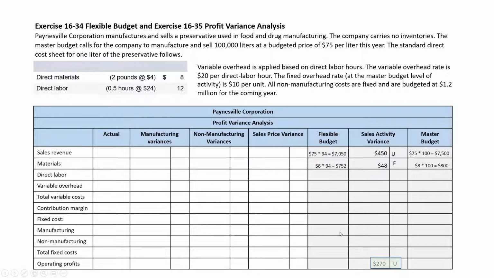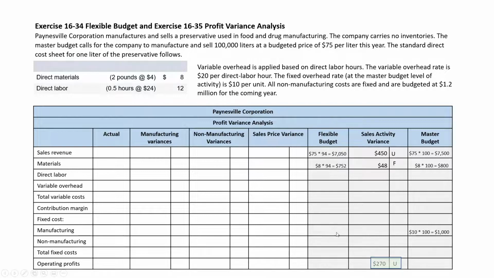I'm going to jump down and at least fill in one of the fixed costs. In fact, I'm going to fill in fixed manufacturing. Again, I'm going to start with the master budget. I'm going to jump back up here, and it says a fixed overhead rate at the master budget level of activity, which was 100,000 liters, is $10 per unit. So again, dividing that by 1,000, $10 per unit times 100, really that should be 100,000, is 1,000. Again, really that should be $1 million. Just filling it in according to how Connect wants us to enter it.